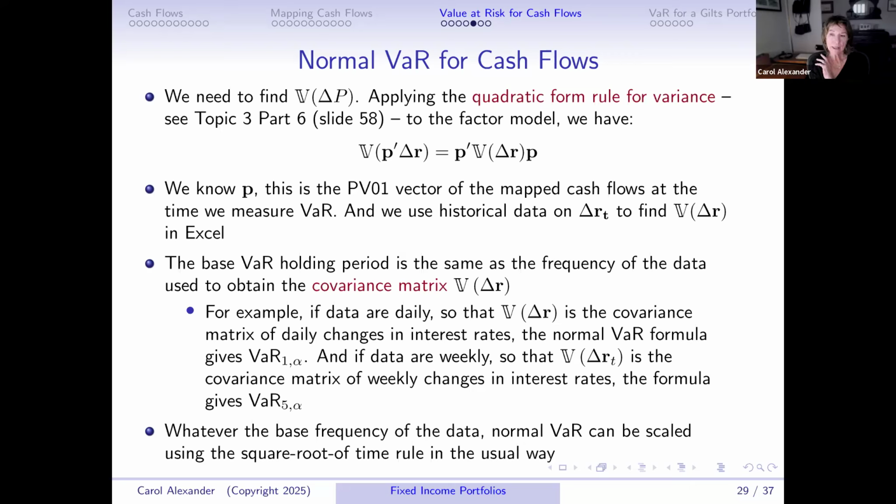Now, we're using daily data in that example, but we could have used weekly data, or even monthly data. The holding period for the VAR that you're going to get will depend on the frequency of the data. I'll say that one more time. The holding period of the VAR that you get depends on the frequency of the data. So we get daily VAR if we use daily data, and we get weekly VAR if we use weekly data. But whatever the frequency we get, we can always scale it with the square root of time rule in the usual way.